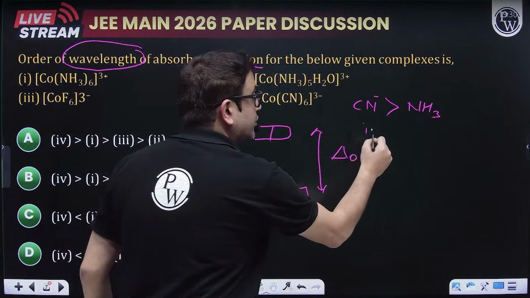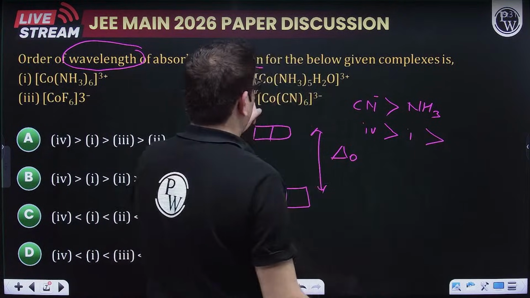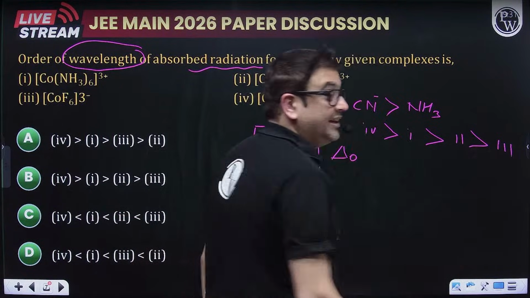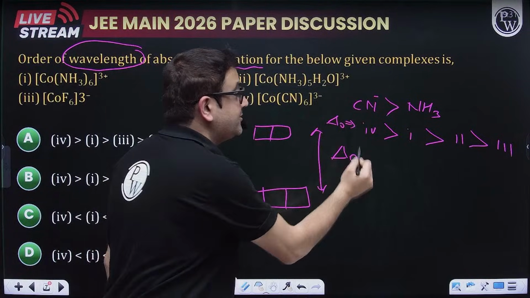Therefore fourth should have maximum splitting. Post that first, post that second, and least will be of 3. But this is the order of crystal field splitting.